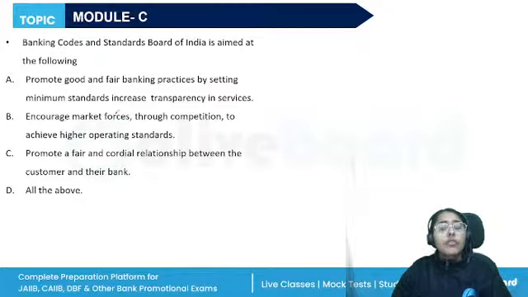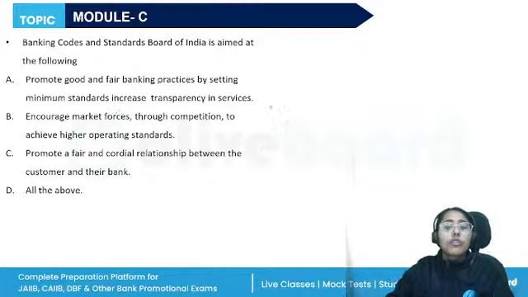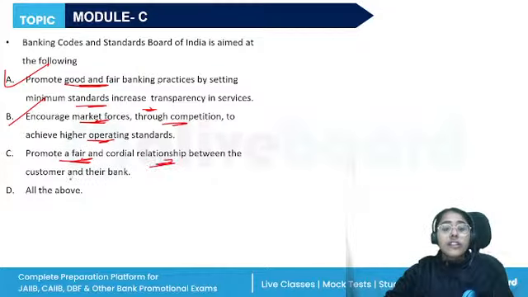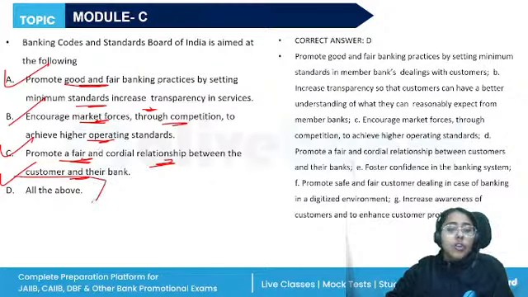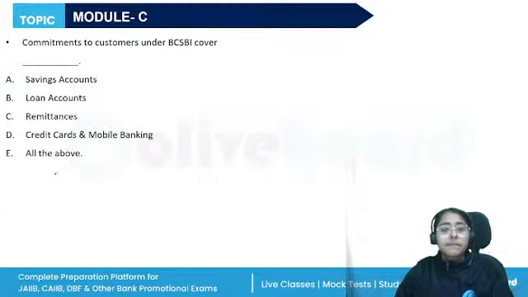Then the Banking Codes and Standard Board of India is aimed at. What is the objective of BCSBI? Promote good and fair practices by setting minimum standards, correct. Encourage market force through competition to achieve higher operational standards is also correct. Promote a fair and cordial relationship. So all of the above. Increasing awareness, promoting safe and fair customer dealing, foster confidence, promote fair and cordial relationship, market forces, increase transparency. So the correct answer will be D. All of the above are the objectives.